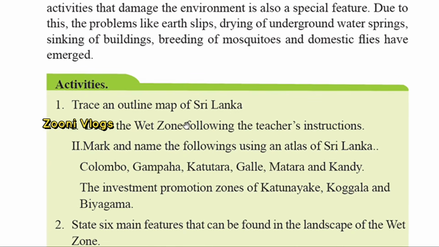Trace on an outline map of Sri Lanka. There's an activity. Draw the wet zone following the teacher's instructions. Mark and name the following using an atlas of Sri Lanka: Colombo, Gampaha, Kalutara, Galle, Matara and Kandy. Also mark the investment promotion zones of Katunayaka, Koggala and Biyagama.